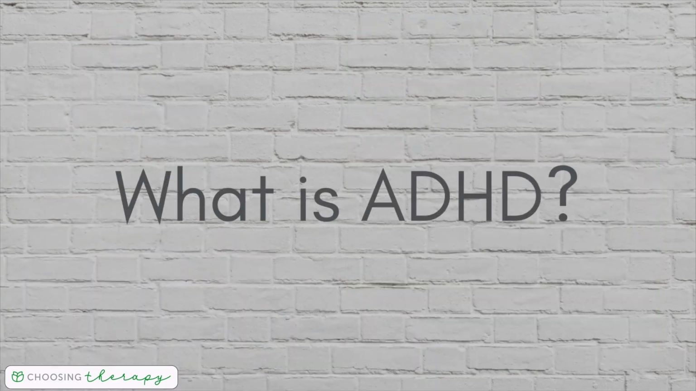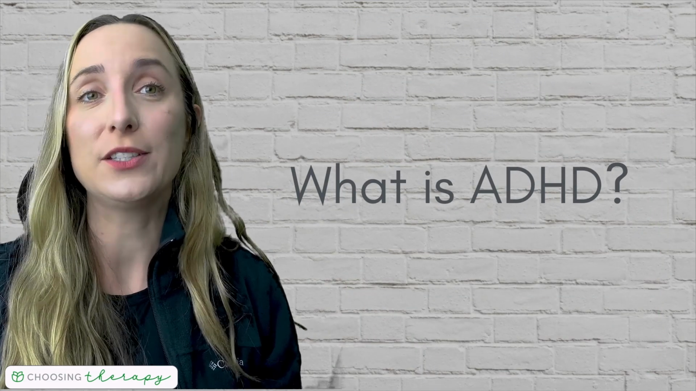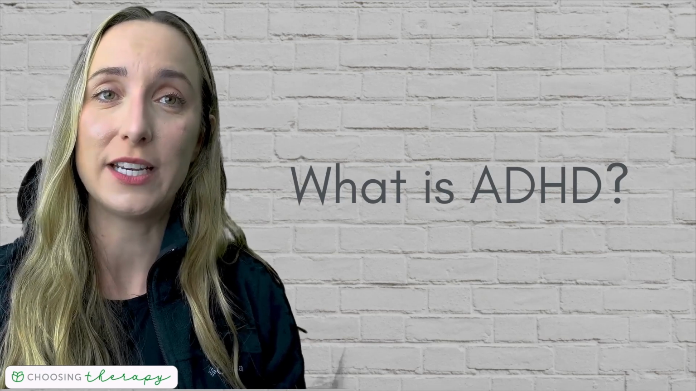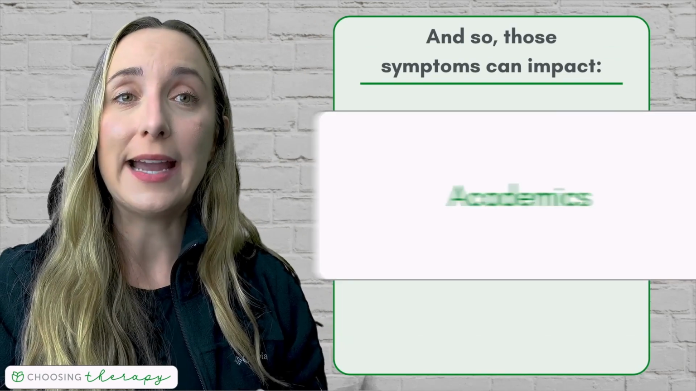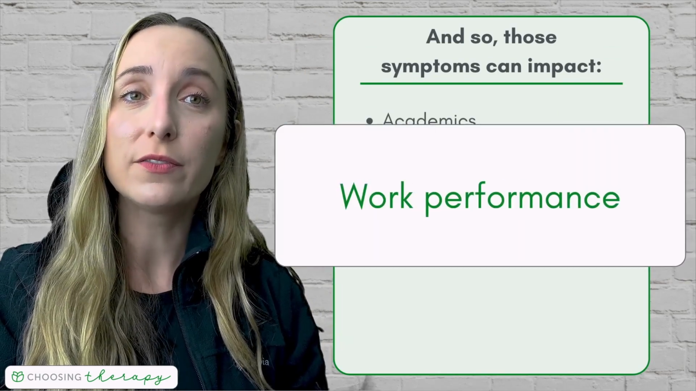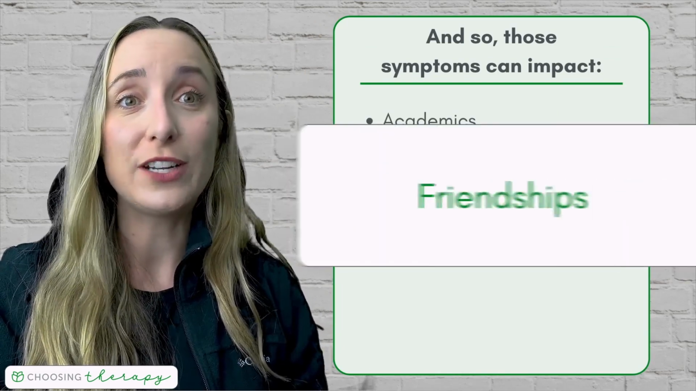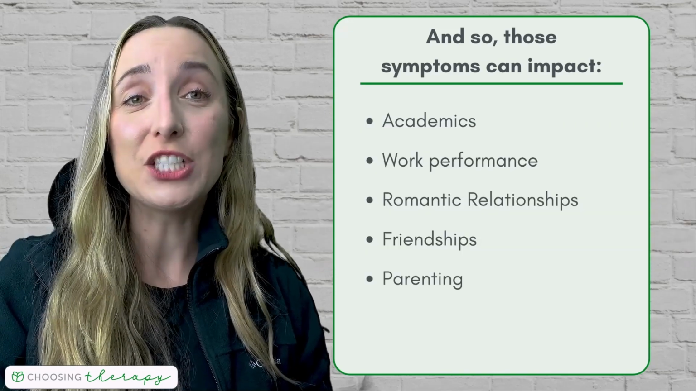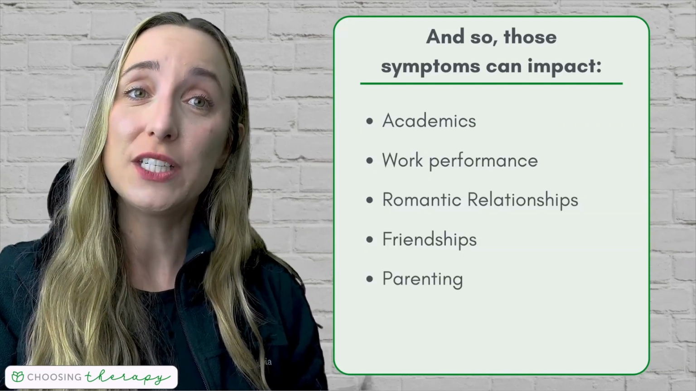First, what is ADHD? ADHD is a neurodevelopmental disorder affecting executive functioning. ADHD can impact your day-to-day functioning due to symptoms of inability to complete a task, time management, disorganization, etc. These symptoms can impact your academics, your work life, your romantic relationships, friendships, and your parenting. But ADHD can be treated with medication, therapy, and self-coping skills, and you can live a completely normal life with ADHD.